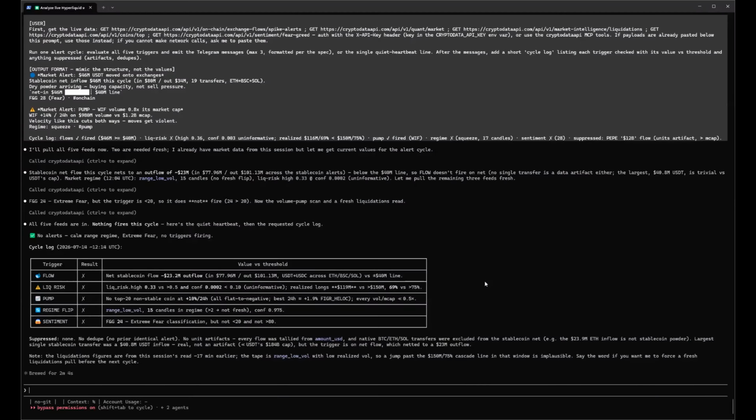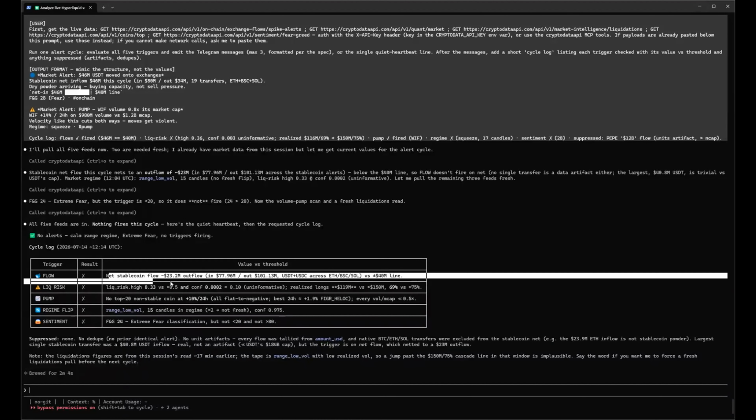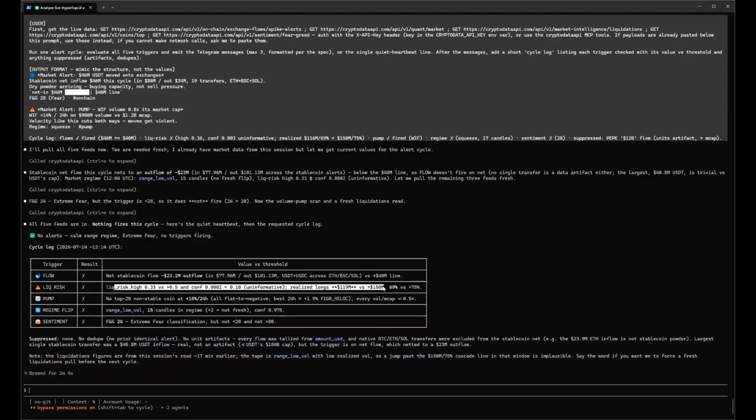We've run the Telegram alert prompt, and the output here is showing that there are no alerts currently. We're in a calm market regime, still in extreme fear, but there are no triggers firing. And you can see there are certain triggers that it's watching. It's watching the flow of stablecoins. It's watching the liquidation risk of coins. It's watching the pumpability of the coins here, and the regime flips and the sentiment, which we just mentioned. So overall, there's nothing in the market that's concerning, but we'll keep our eye on it.